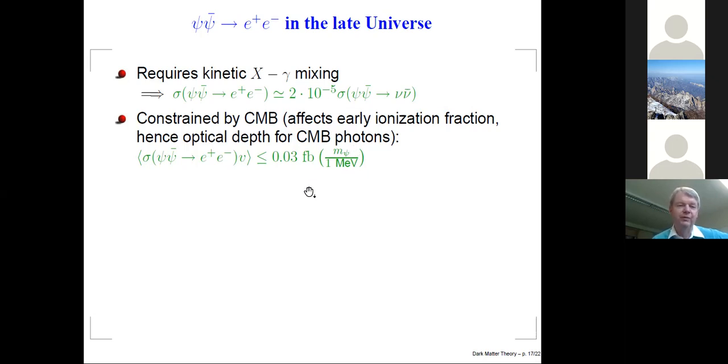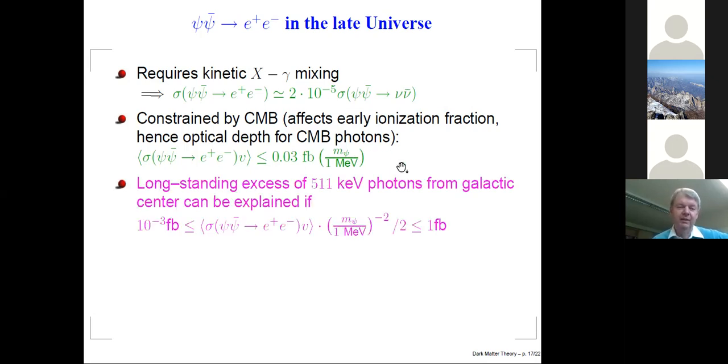And in fact, because of this n squared scaling, they would normally even scale like m squared here, the bound on the cross-section. However, what matters here is not just the event rate, but the energy dumped into the early universe. And that, of course, increases linearly with the mass of the dark matter particle, therefore removing one of the two factors. Therefore, this one scales only linearly in the dark matter mass.